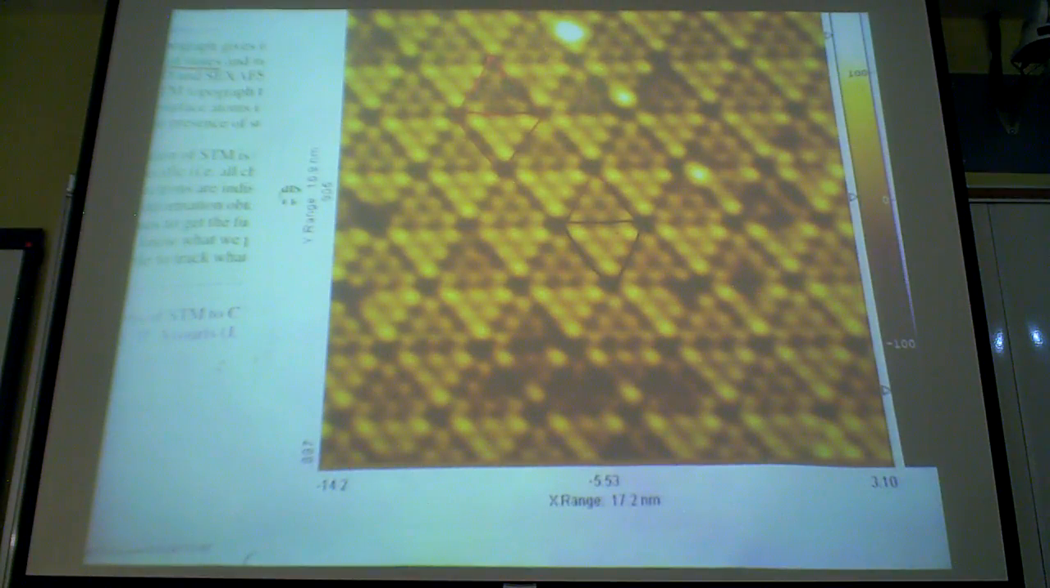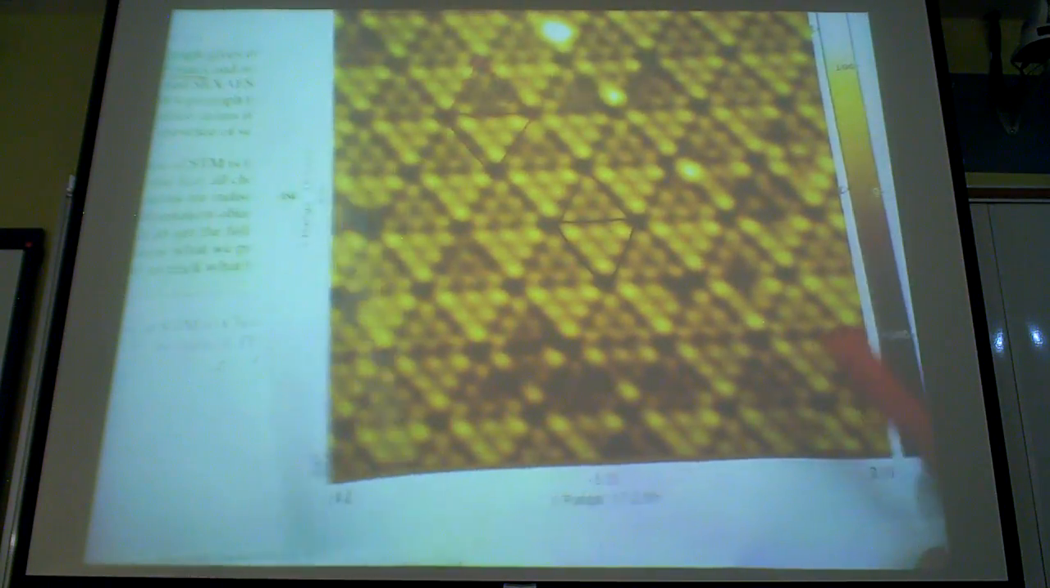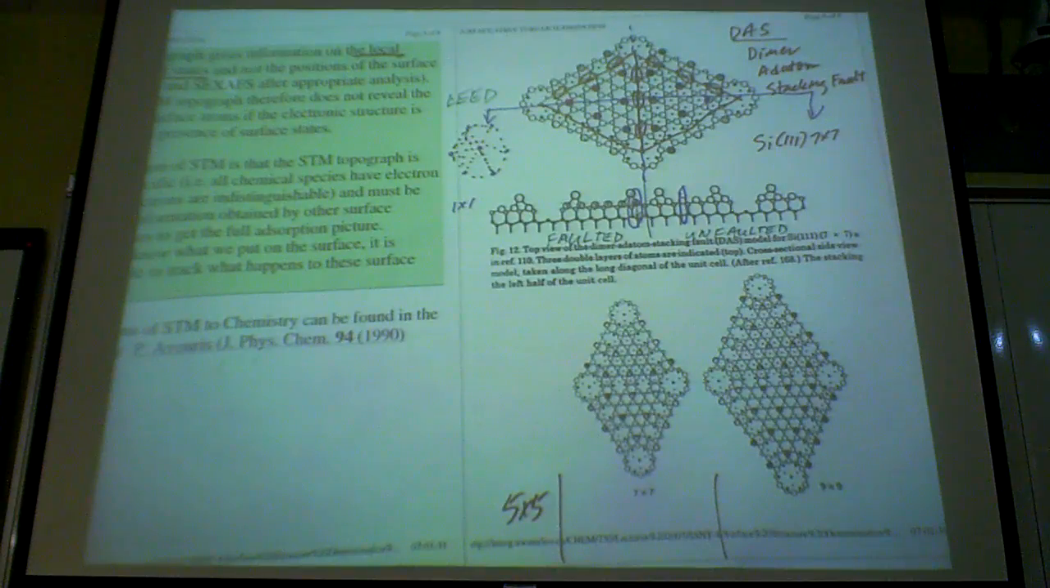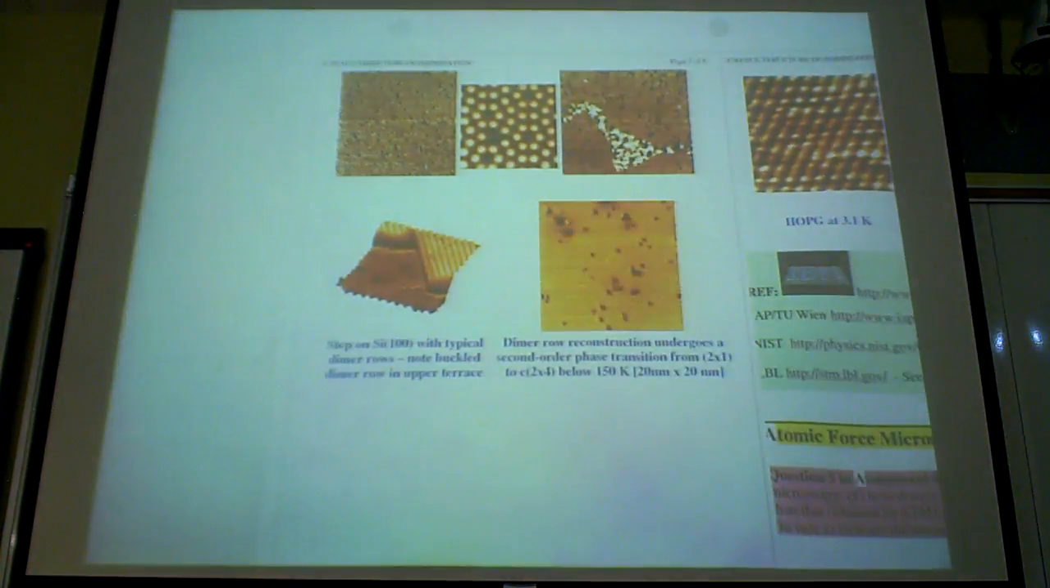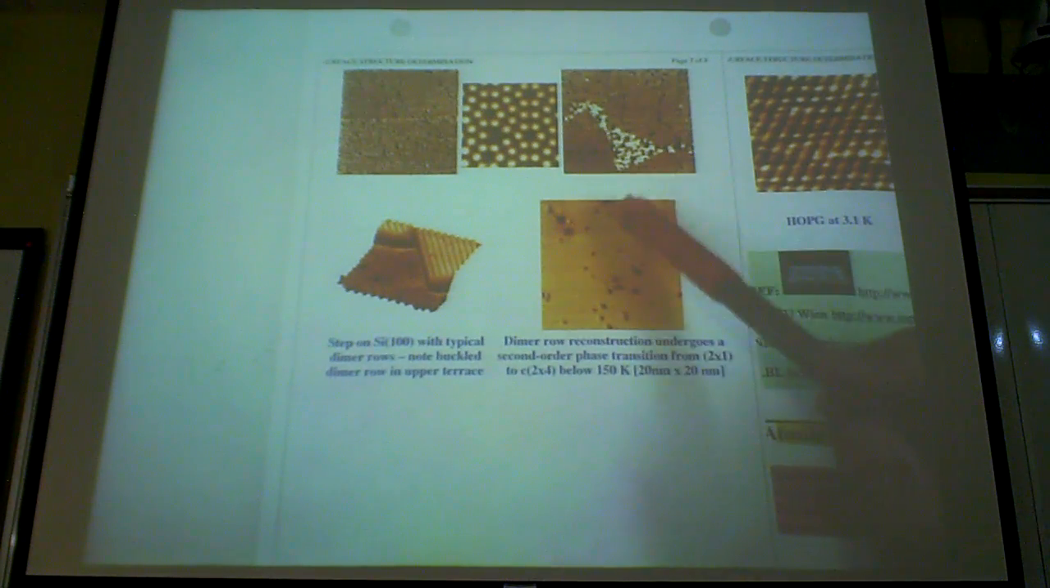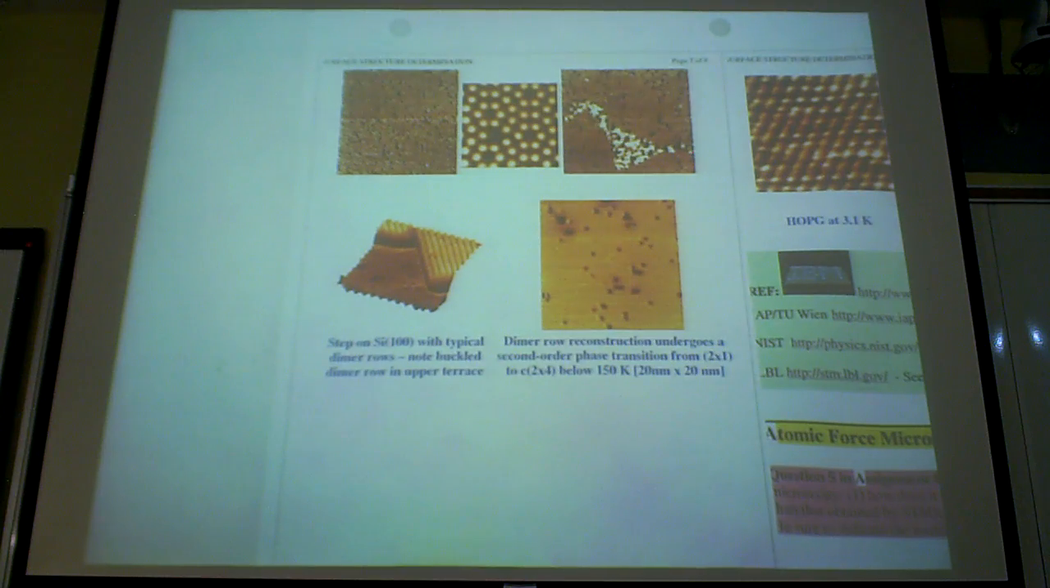So there are a lot of things you can do, surface-specific chemistry with an STM microscope like this. Okay, so there are other things. I'm trying to move along here. Other people can take images too. They have other microscopes. So there are different things that you can do.